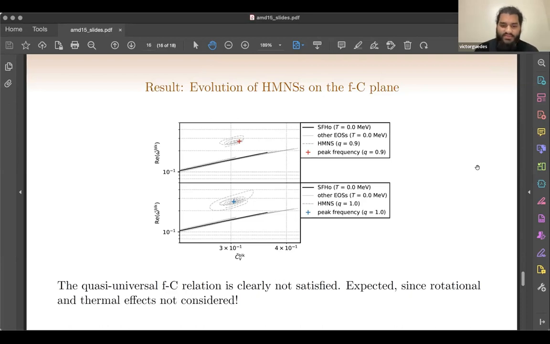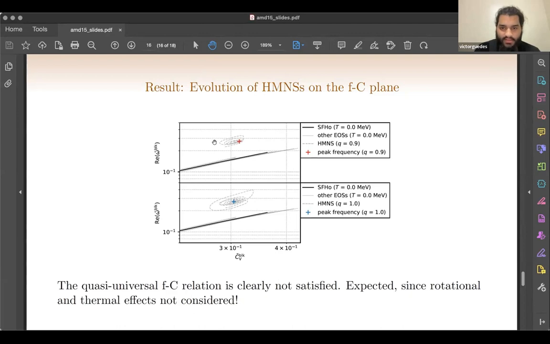And then we can define the compactness, the bulk compactness. And we have these parameters for the cold neutron stars. So we can compare, and this is what we are doing here, for the different mass ratios.